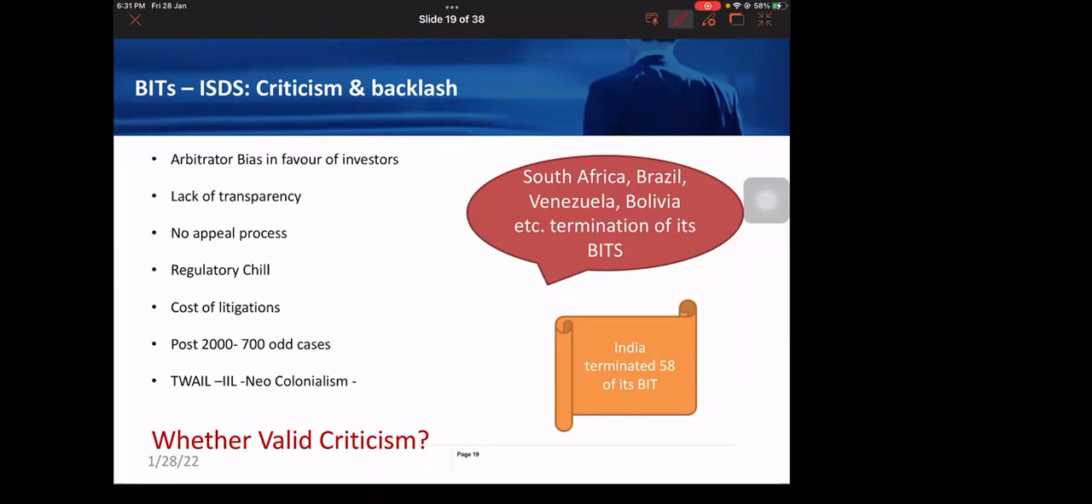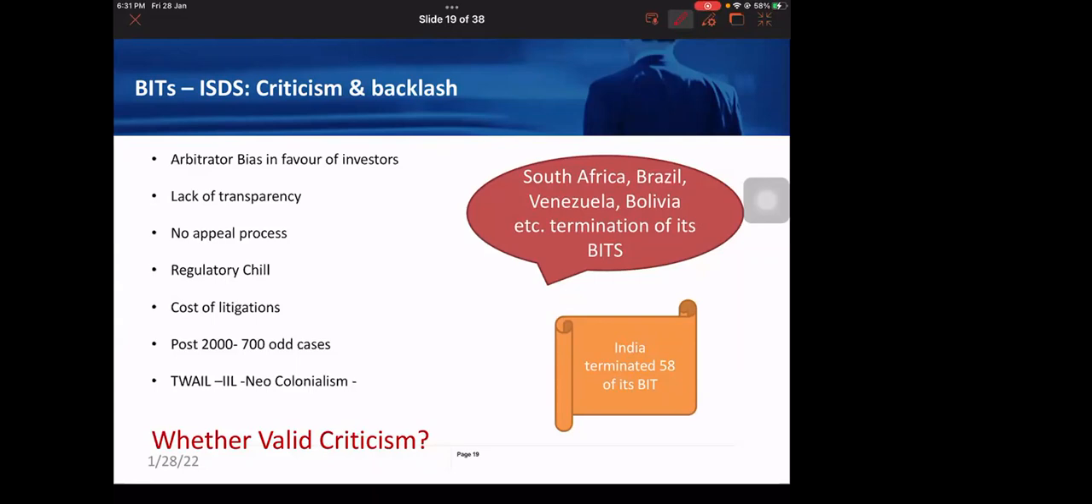Actually speaking, ICSID came out with a report saying arbitration in favor of the state is 56% and arbitration in favor of investors is the balance 44%. So you can see it's not about investors, it's the arbitration, and the states get to pick arbitrators as well. So therefore, there is no question of bias coming in. So in my view, there is not much valid criticism, more political influence than anything else.